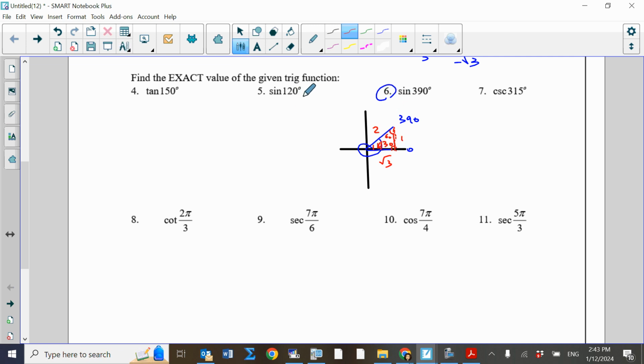Now, what is sine? The rule for sine is opposite over hypotenuse. The opposite side of this reference angle is 1 and the hypotenuse is 2. Notice that we're only looking at the reference angle 30, not at 60. That's it. This is the value of this angle. Okay, now let's work on another example.